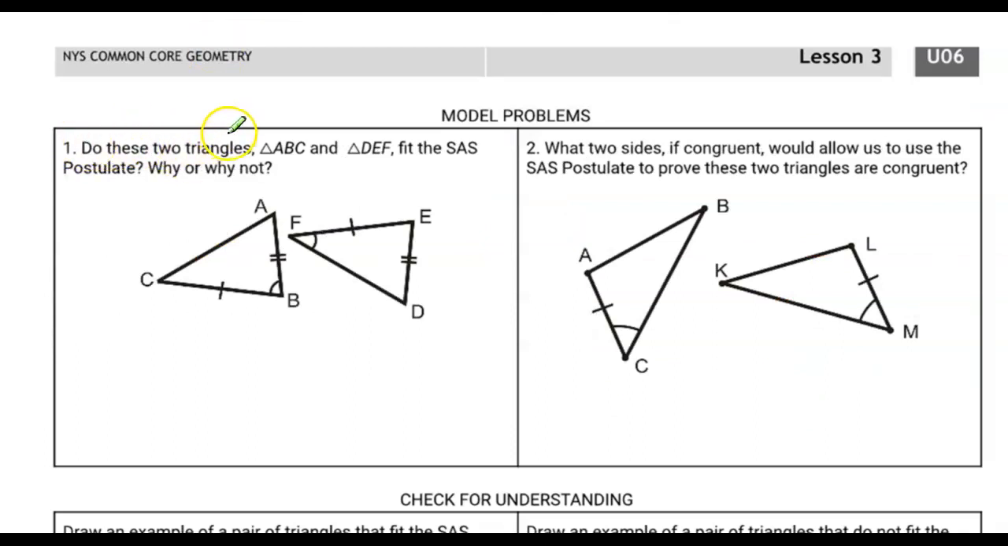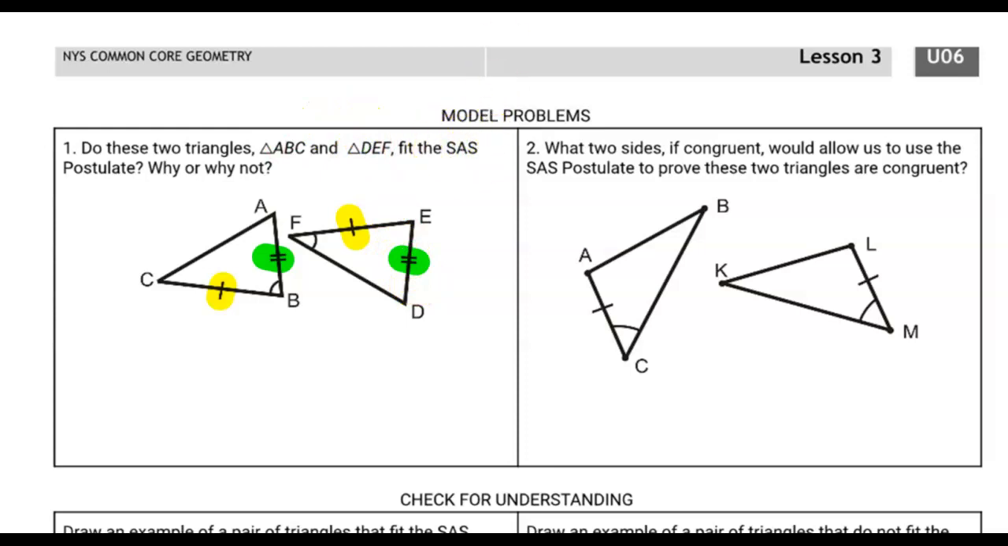Problem, it asks, do the two triangles, triangle ABC and triangle DEF, fit the SAS postulate? Why or why not? Let's take a look at the triangles and the information that's given within them. We can see that there is one side in common. They both have that one hash mark. And there's another side that's in common here. These have the two hash marks. Okay, so far so good. We have the S and the S.